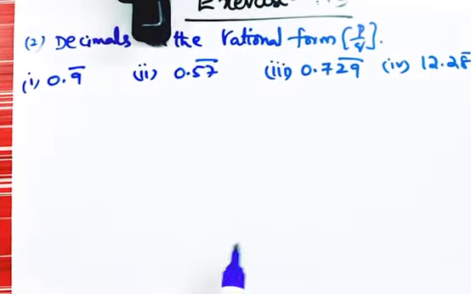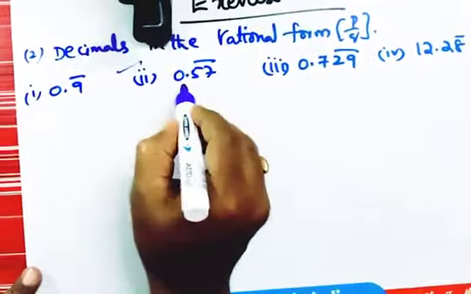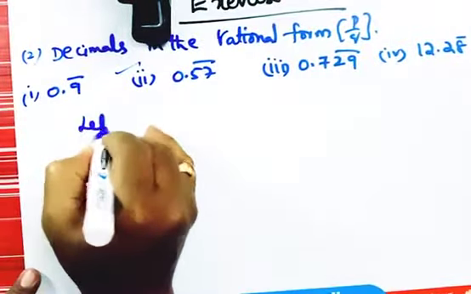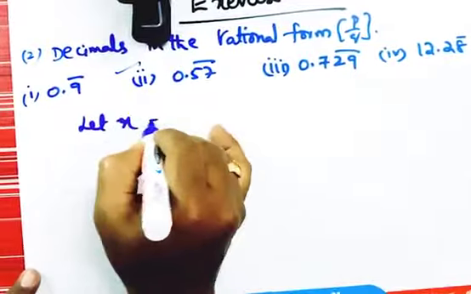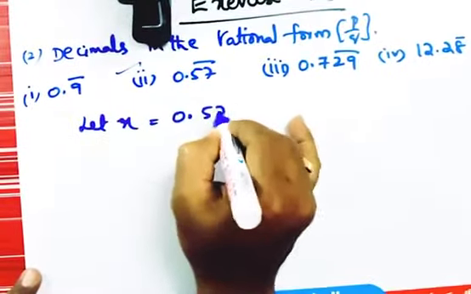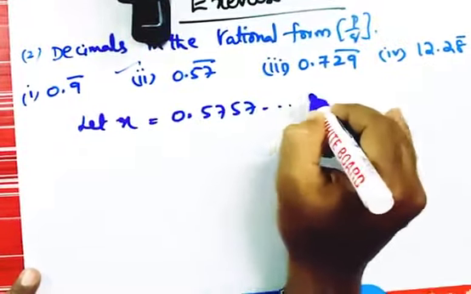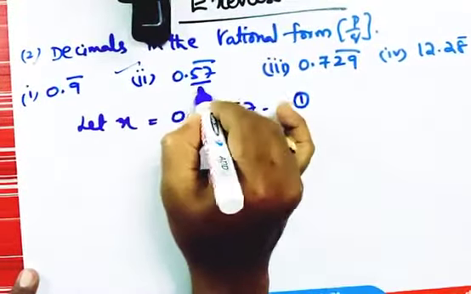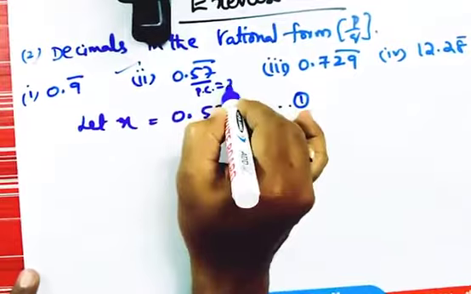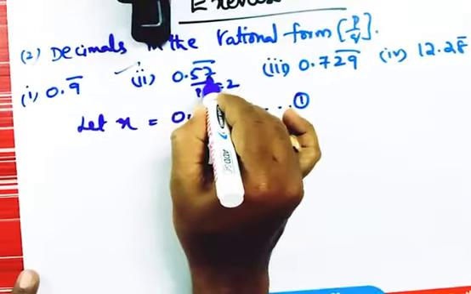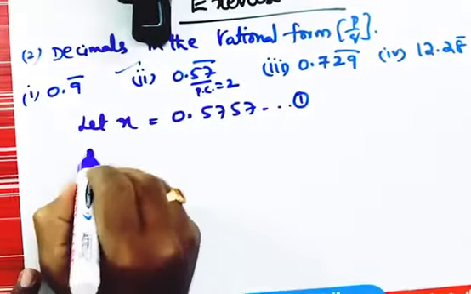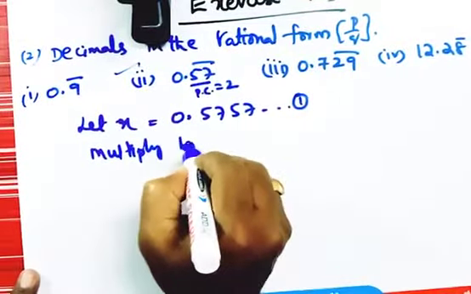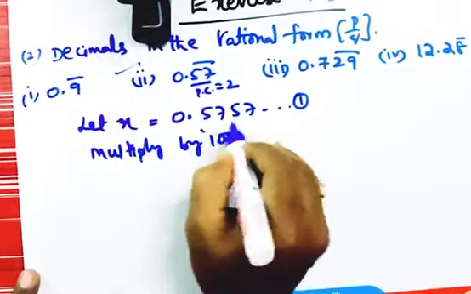So I'm explaining the second one. The second one is 0.57 bar. First of all, let x be equal to 0.5757..., and take it as the first expression. Here periodicity is equal to 2. Why? Because 2 digits are repeating here, so you should multiply by 100 on both sides.